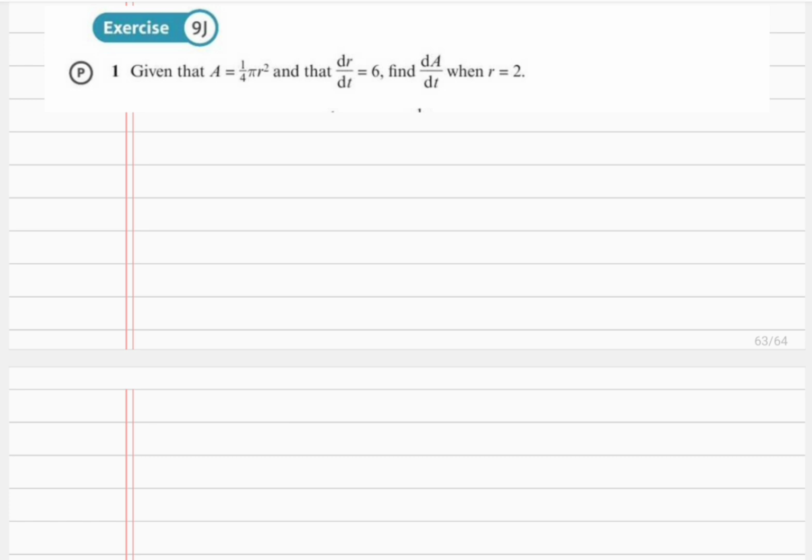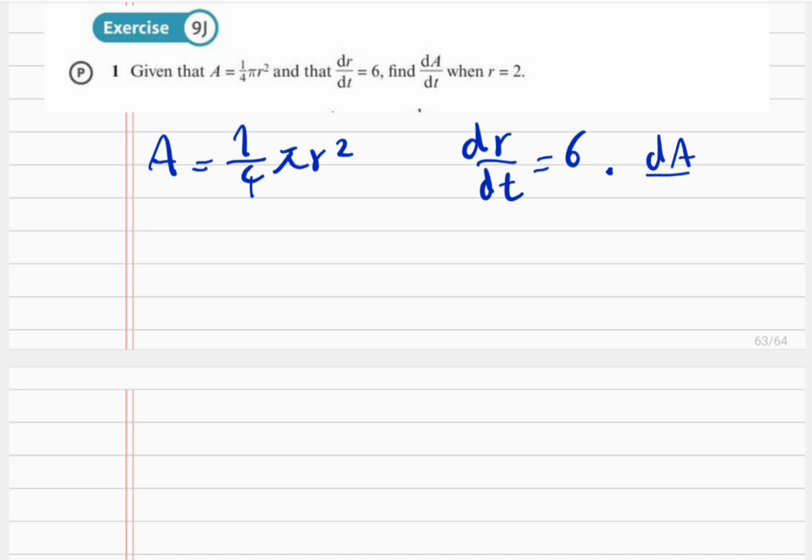So we have that A is equal to 1 over 4 pi r squared, and we are given that dr/dt is equal to 6, and we want to find the value of dA/dt when r is equal to 2. So we want to find the dA/dt when r is equal to 2.